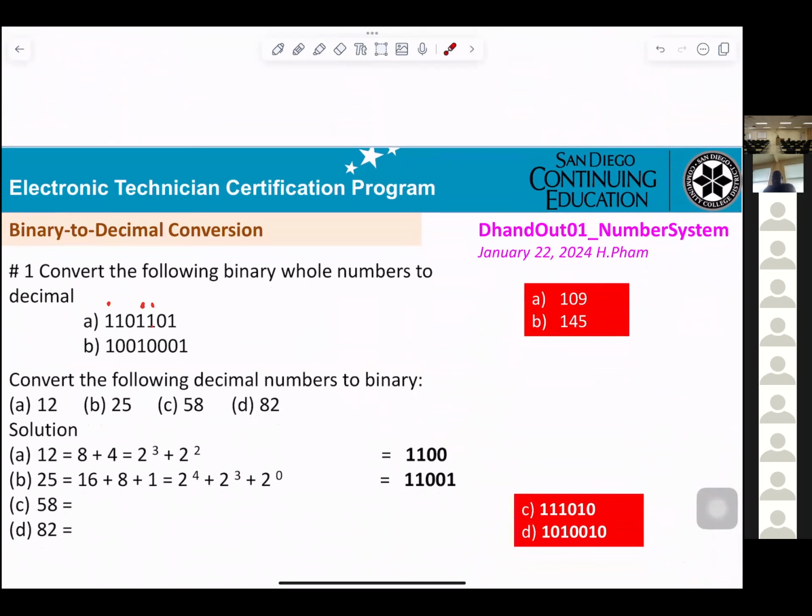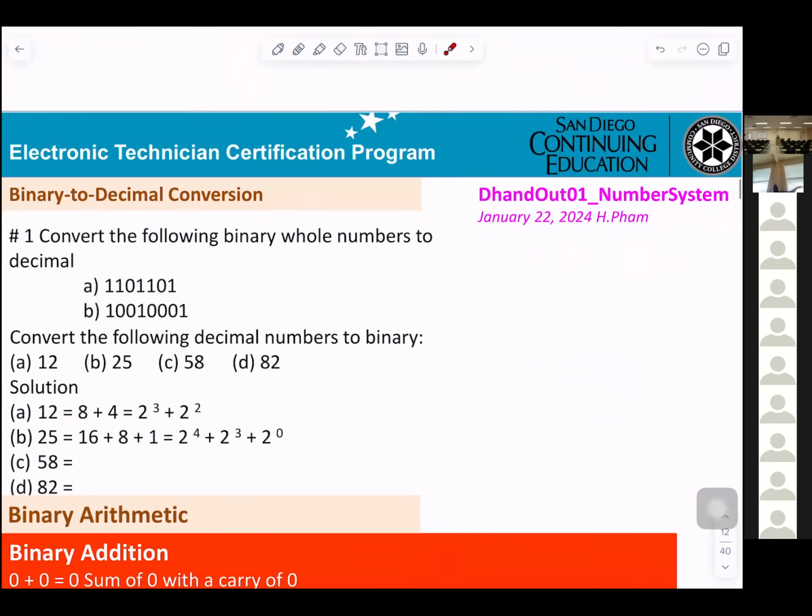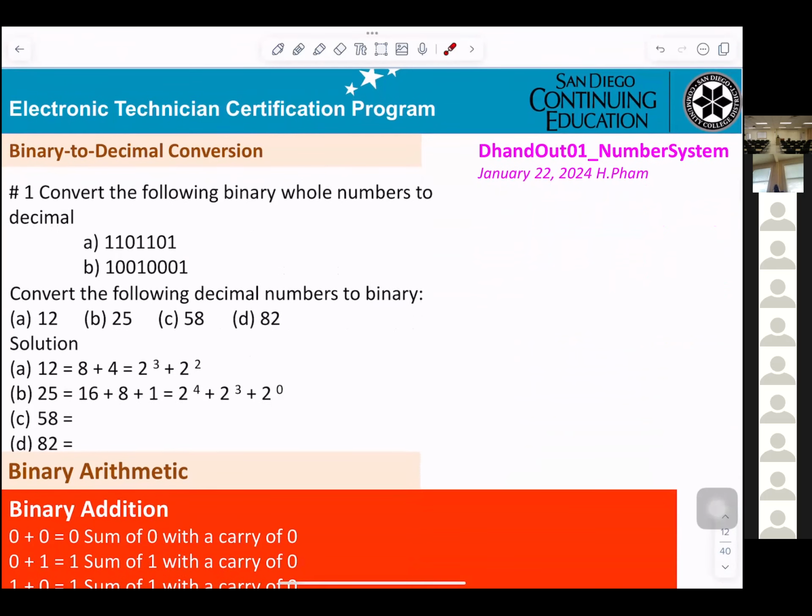Convert the following binary number to decimal. If you want to do it, you can. We don't care, we don't need that. Converting a decimal number to binary: basically, you get a decimal and you want to convert it into binary. You can try, but we don't do anything with that in the lab. Convert the following binary number to decimal, okay, we don't care about that.